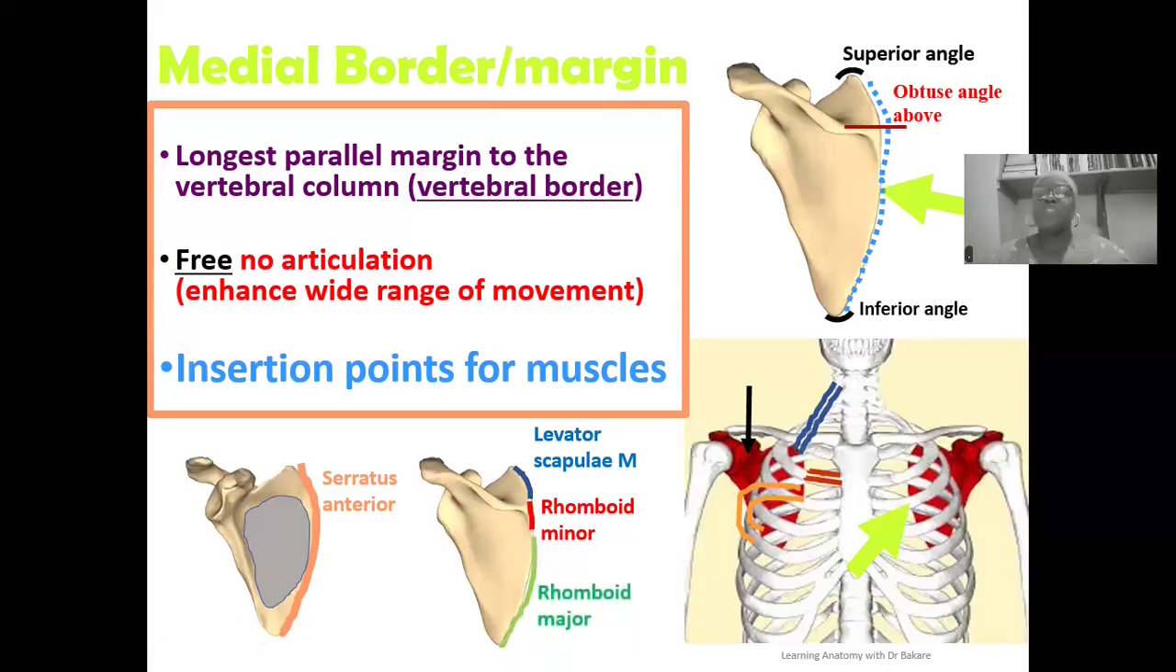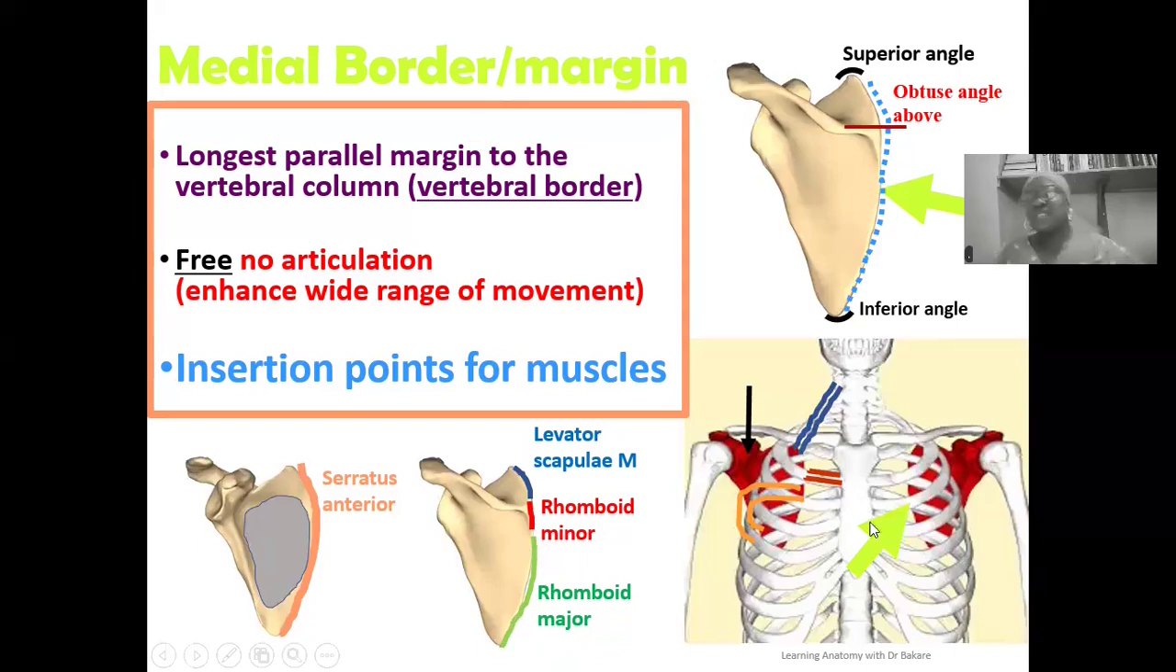The rhomboid major muscle is a version of the rhomboid minor. They run in an almost similar pattern, but one is major and the other is minor. For this to be major, it means it will be taking a major chunk or region of the medial border of the scapula. And this is why you see that it presents an extensive connection point. And this is what is highlighted here in green.